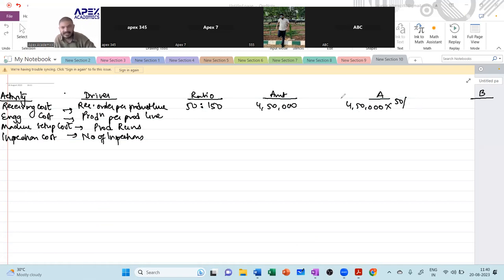I'll just write this a little on the outer side, because as you know, my handwriting is very, very beautiful. It's a national treasure. And here it will be again 450,000 multiplied by 150 divided by 200. So what do you get here for A? For A, if I'm not mistaken, you will get 1,12,500. And for B, you will get 337,500.